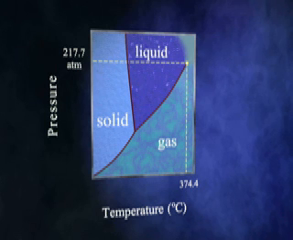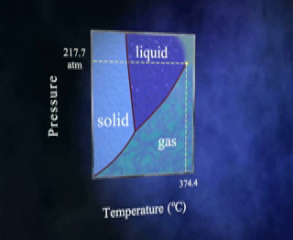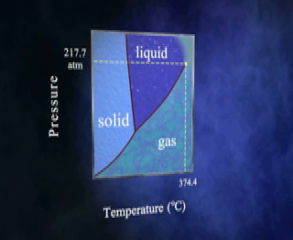Note that there is no phase boundary beyond the critical point. A substance in this region is known as a supercritical fluid and has properties associated with both gases and liquids.